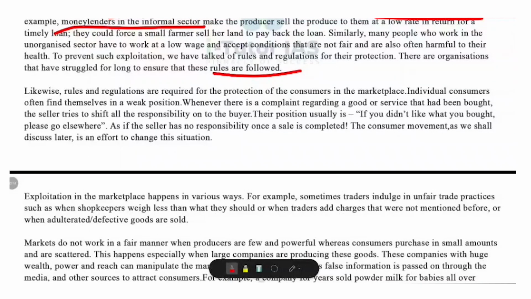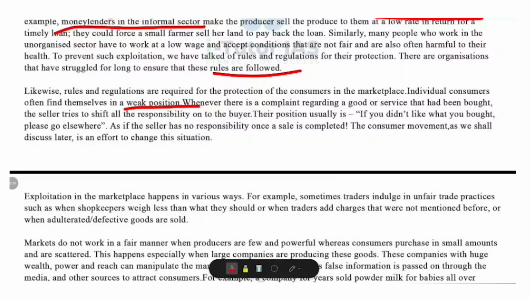So why do consumers need protection? Just like workers and farmers need protection, consumers also need rules and regulations in the marketplace, mainly because consumers are weak in their position. Imagine you buy a mobile phone. After 2 days, it stops working. You go back to the shop, but the shopkeeper says, "Once sold, no guarantee. If you don't like it, go elsewhere."